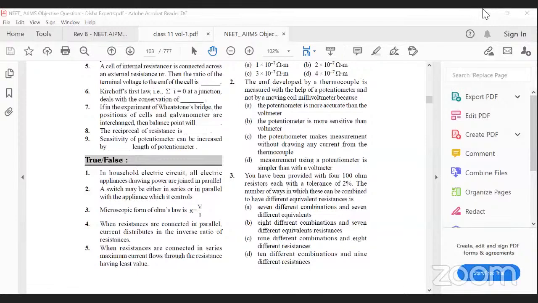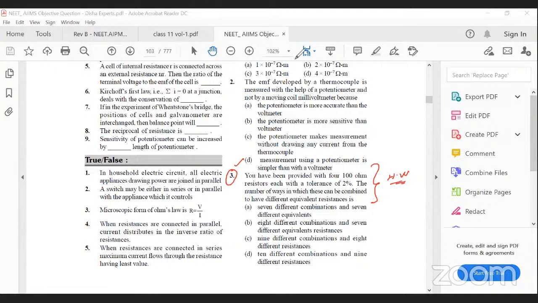Seven different combinations of resistances, seven different equivalents. We discuss the combinations based on the resistance arrangements, considering all possible combinations and counting them. I will give this question as your homework. Think about it, take your time, you can search on Google also, it is up to you. Otherwise I will give the answer. Right?